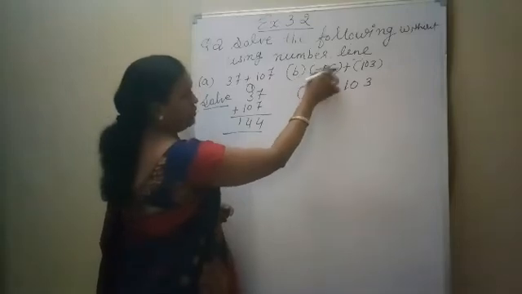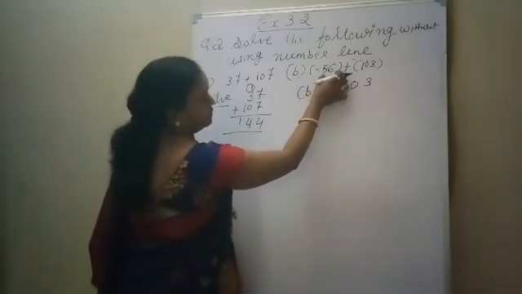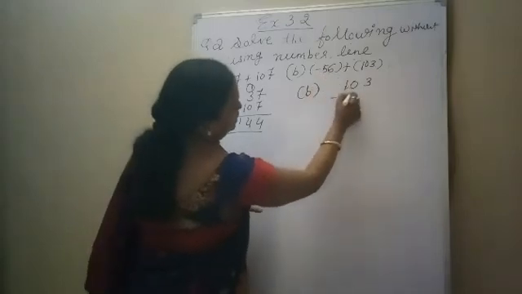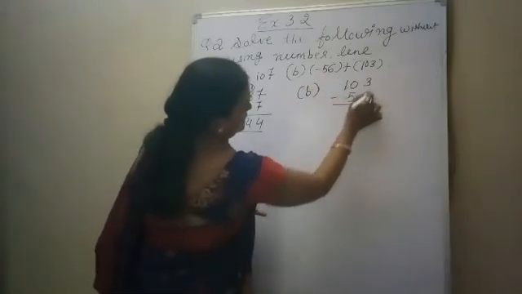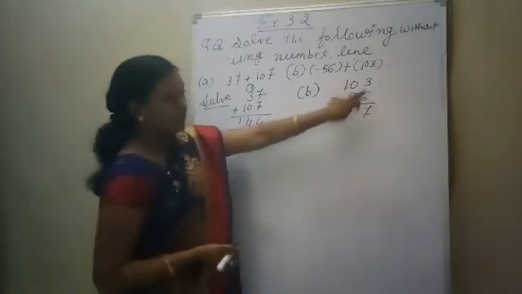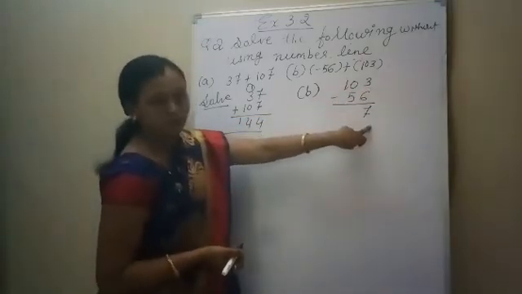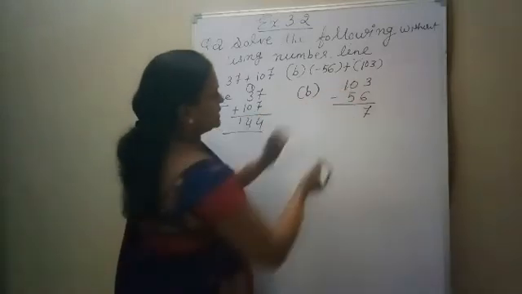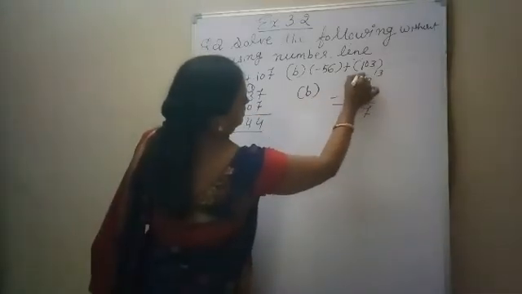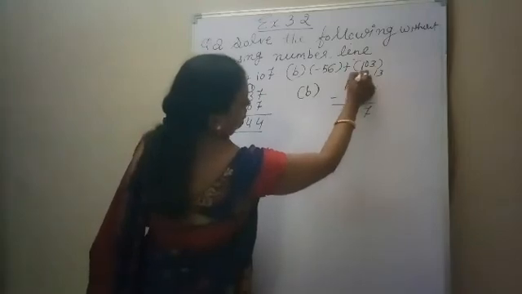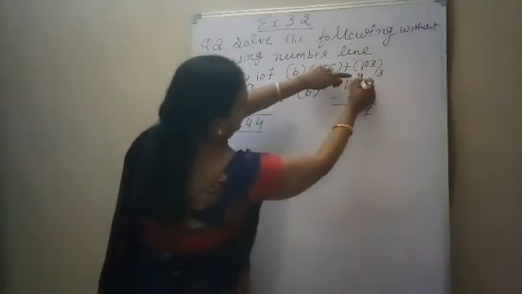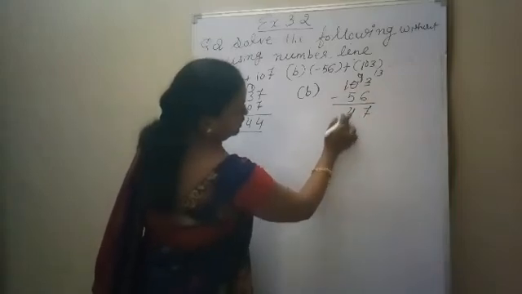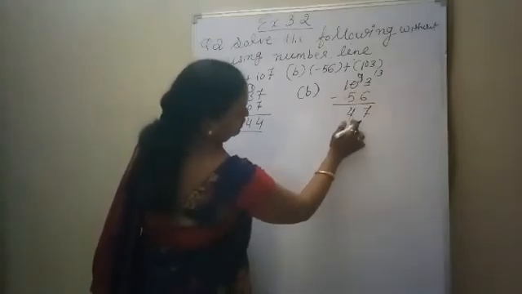But when we think about the B part, here one number is positive and the second one is negative. When two numbers are given with different signs, we will do subtraction. Now 3 minus 6 is not possible. So 13 minus 6 is 7. Then 9 minus 5 is 4.